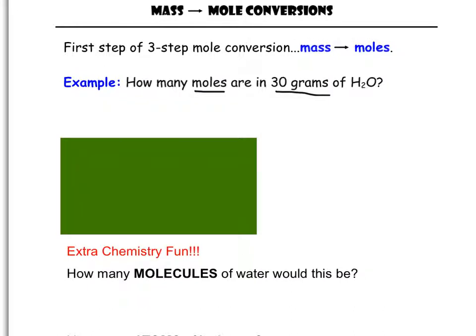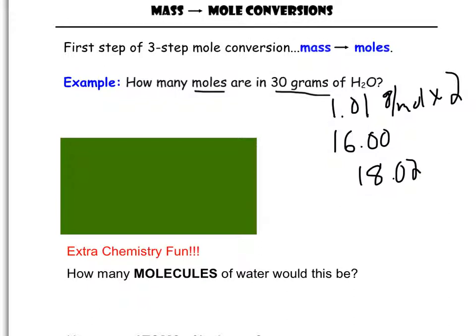So if we wanted to convert for, how many moles are in 30 grams of H2O, we would first want to figure out a conversion. So how many grams are in 1 mole of H2O? Well, again, hydrogen has a mass of 1.01 grams per mole, and we have 2 of those for every water molecule, because water is H2O, and then we have 1 oxygen for every water molecule. So we know that water has a molar mass equal to 18.02 grams per mole.